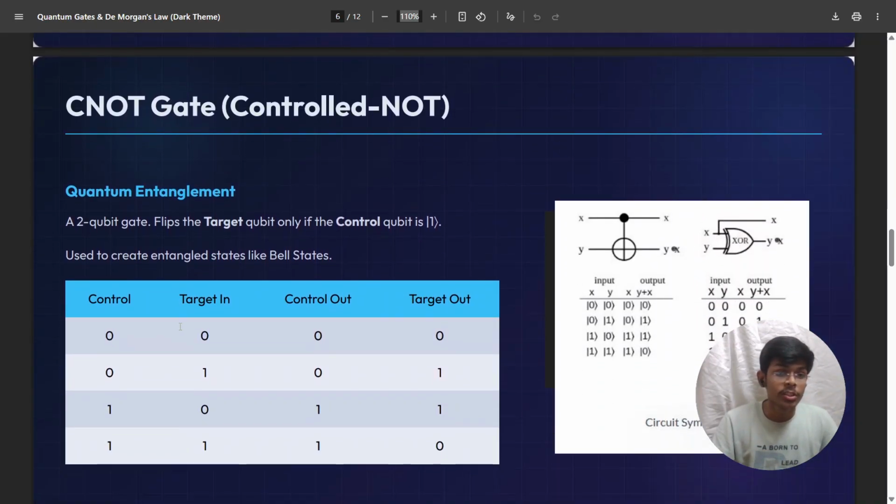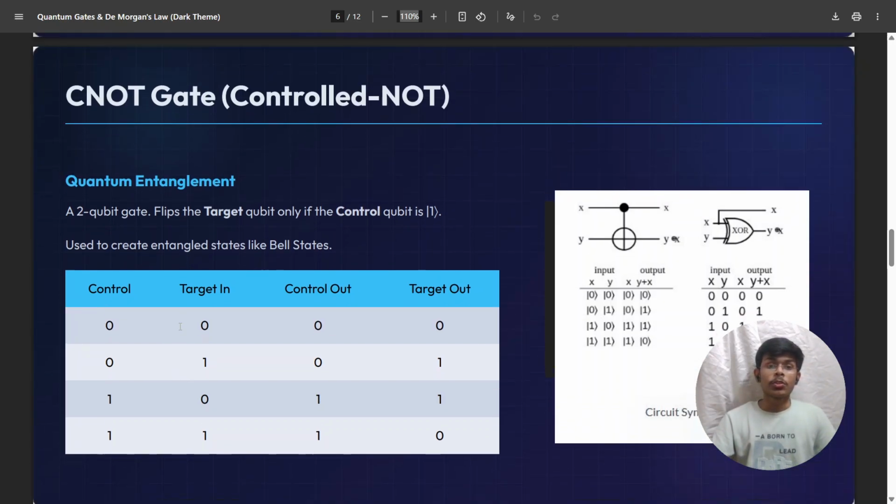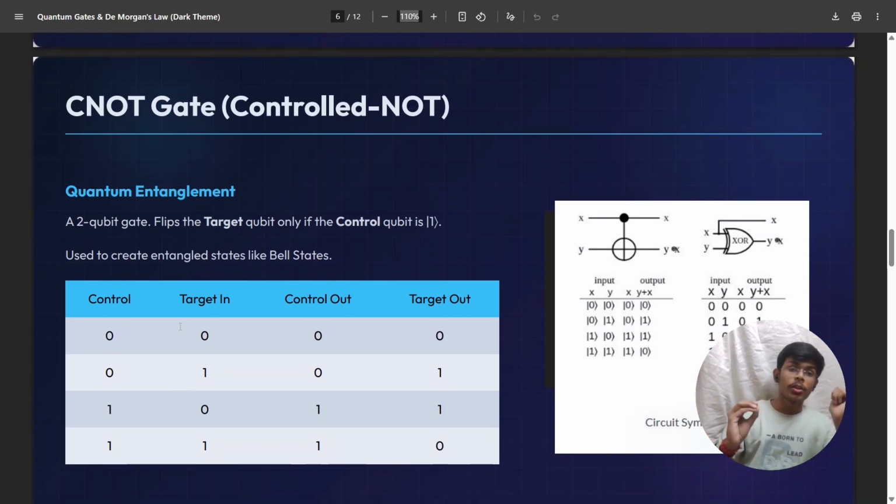Okay, now let's start with the CNOT gate, also known as the controlled NOT gate. What happens here is if the control unit is 0, it will not change the answer. If we have 0 in the control unit and 0 in the target unit, the output will be 0. And if we have 0 in the control unit and 1 in the target unit, the output will be 1. It will not change the outcome.